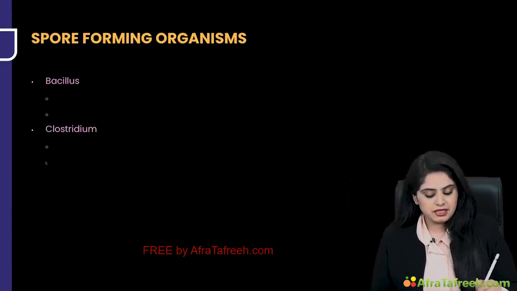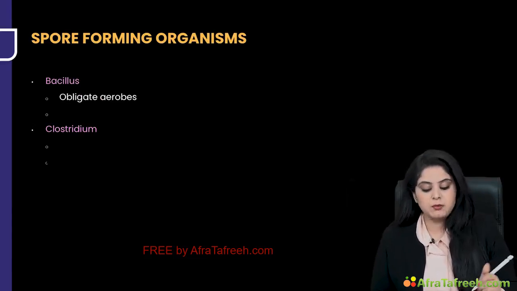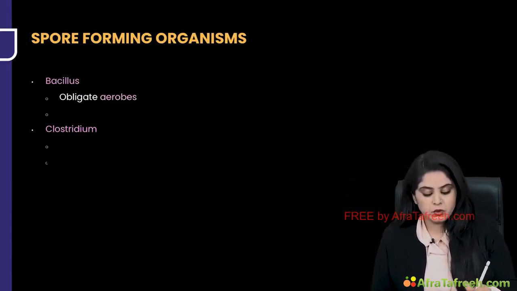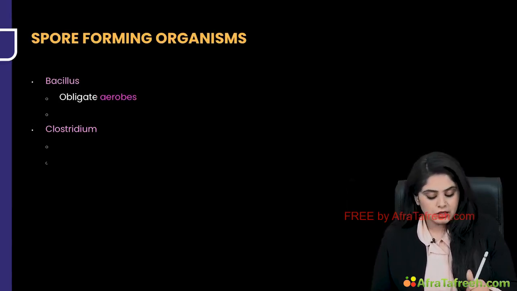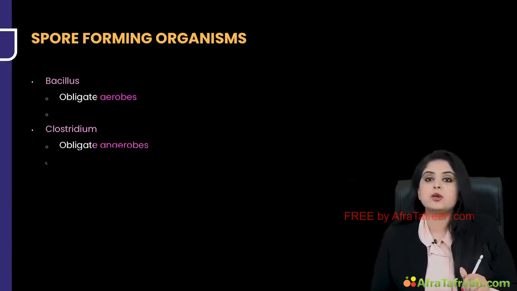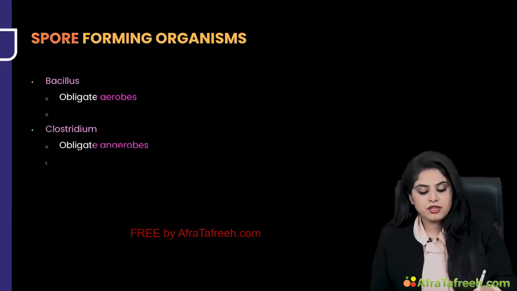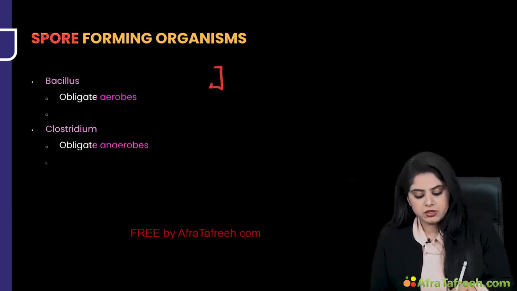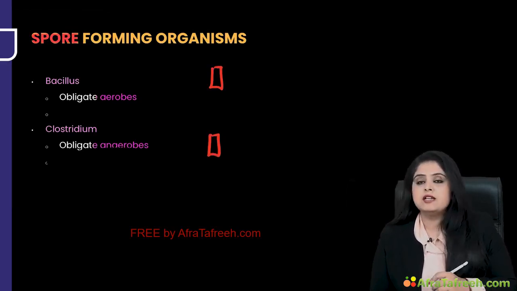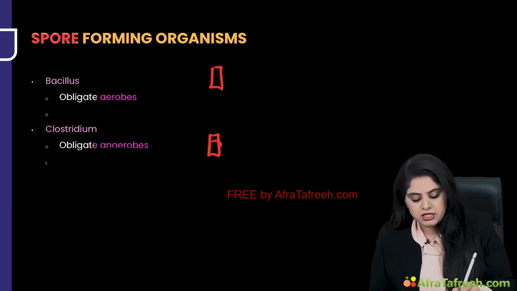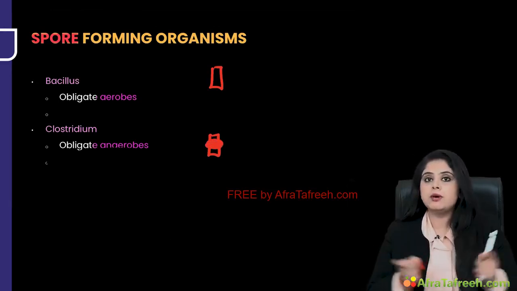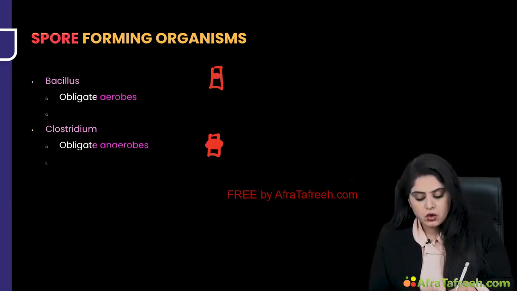Now, I hope you remember that Bacillus belongs to the obligate aerobe family, that it will grow in the presence of oxygen, and Clostridium is the opposite, an obligate anaerobe that will not require any oxygen. Both of them are spore-forming organisms, so let me draw the two organisms for you. In which of them is there going to be a bulging spore, meaning it's coming out of the boundaries, and in which of them is there a non-bulging spore?